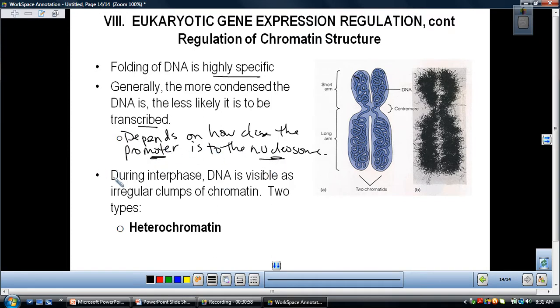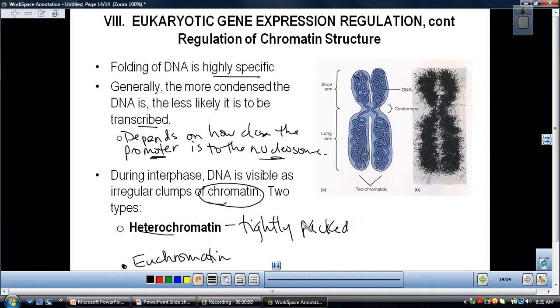Okay, during interphase, DNA is visible, you guys know this, as irregular clumps called chromatin. So it's less tightly wound during interphase. We have two types of DNA: heterochromatin, and down here, which is not showing because it's really low, is euchromatin. We actually discovered that the heterochromatin is tightly packed.